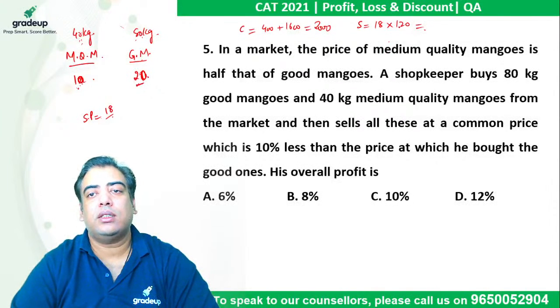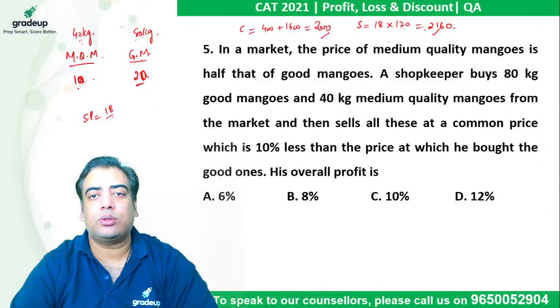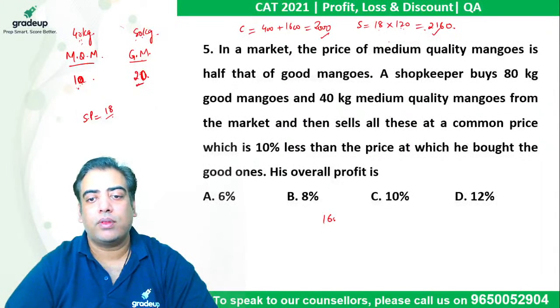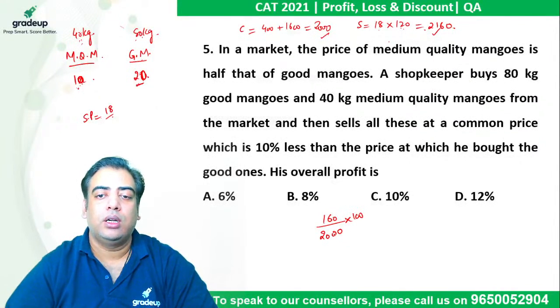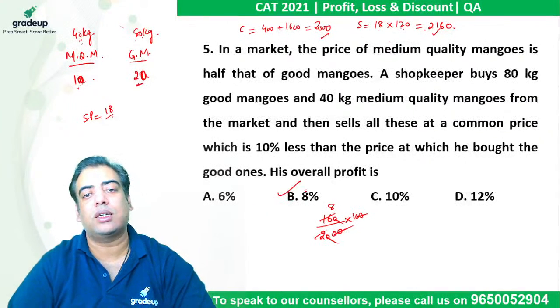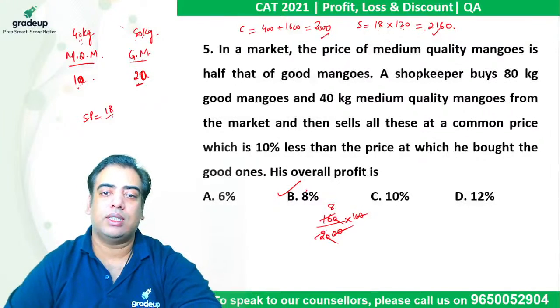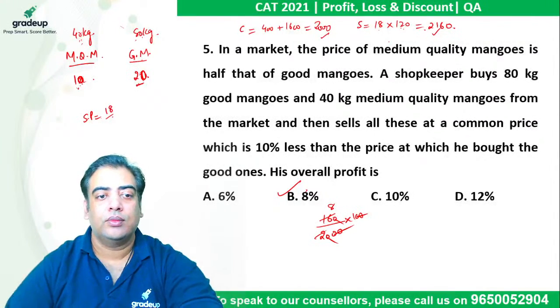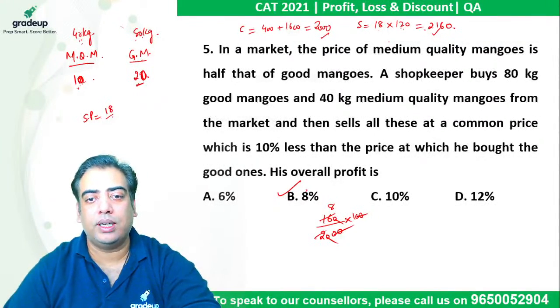So in this case, if we multiply 18 and 120, they result in 2160. So the profit or loss will be difference of these two, which is 160, divided by cost, which is 2000, multiplied by 100. So two zeros get cancelled out here, 1 zero gets cancelled out here, 2 times 8 is 16, so the answer comes out to be B, which is 8%. So please check it out, guys. I hope it is clear to each and every student.